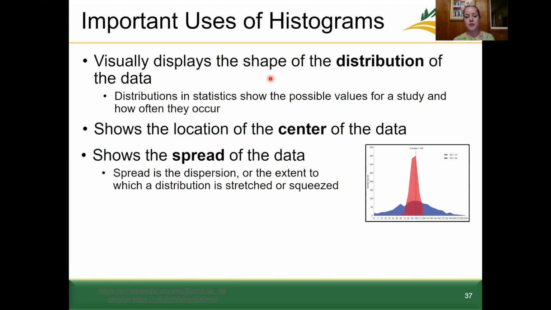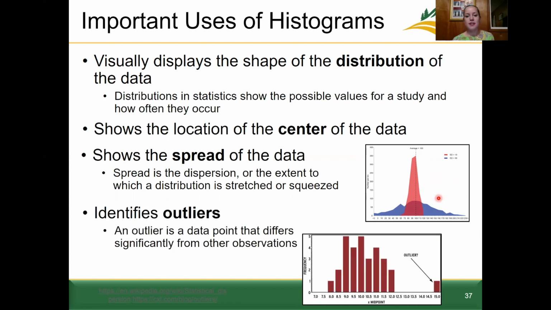Additionally, histograms can show the spread of the data, and we think of spread as the dispersion of the data or the extent to which a distribution is stretched or squeezed. So in the red here would be an example of squeezed, and in blue would be an example of stretched. Next, histograms are really great for identifying outliers, where an outlier is a data point that differs significantly from other observations. On this histogram, if we see this data point that's further away from the other data points, we might have an outlier, but we would need to do some calculations to prove for sure whether it's an outlier or not. But a histogram helps us more easily visualize that.